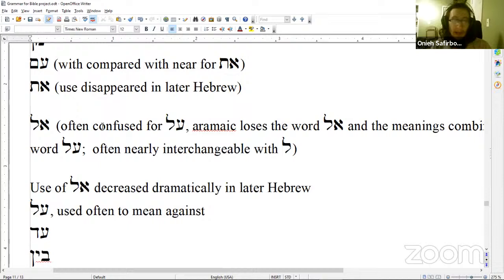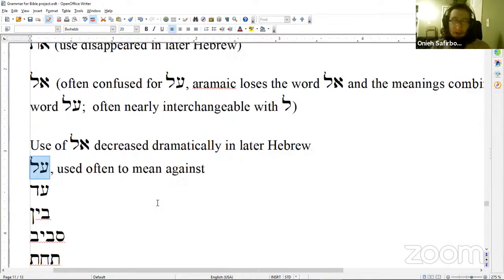And use of aleph lamed decreased dramatically in later Hebrew. That's because it was replaced with lamed usually, and also ayin lamed sometimes. And like I said, it's often used to mean "against."